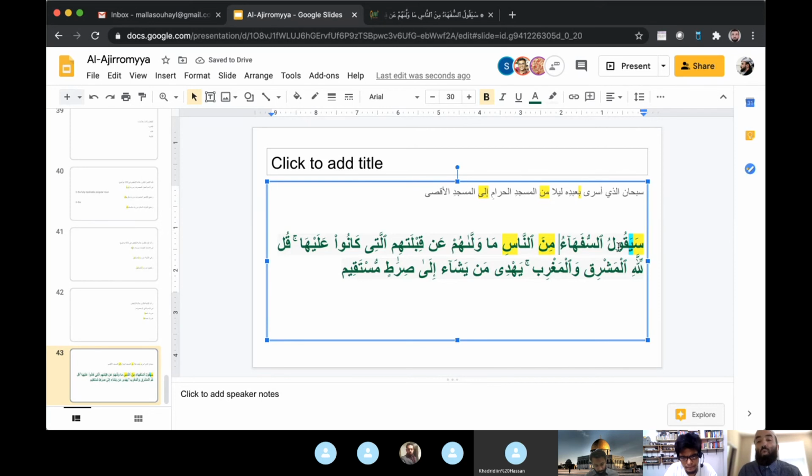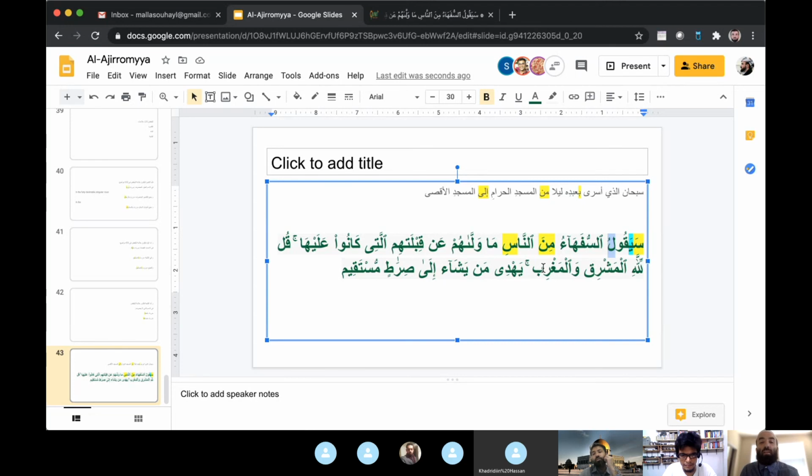So you would say sayaqulu. We figured this out. As-sufaha'u, we figured this out as well. And nasi, we figured this out as well. So based on what we have just studied, you know how to read the first section of the verse correctly. Obviously you have to memorize what we have studied, so it comes immediately. If you go back to it and memorize the whole thing, you will be able to recite the first part of this verse without any diacritical marks.